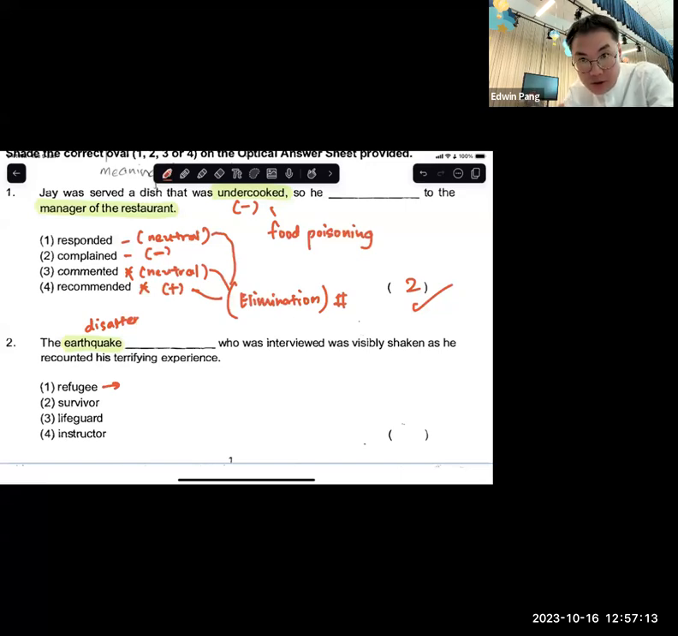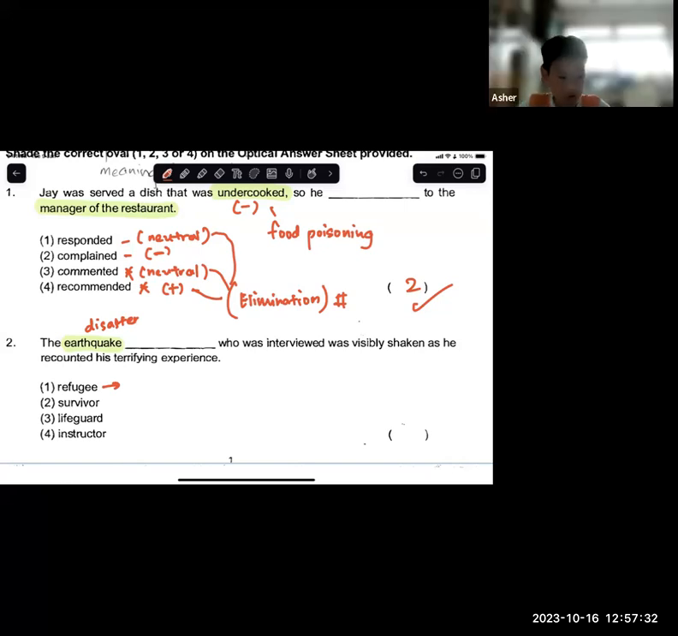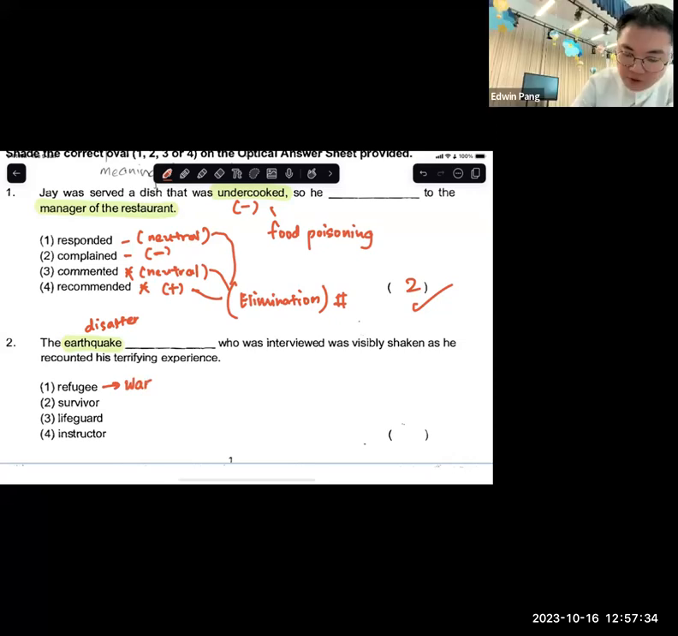And the word used here is refugee. So what are refugees usually running from? Not natural disasters. Anyone knows? It was in the news lately, right? Anyone? Let's see. Okay, Asha, go ahead. War. Very good. Now, when you see the word refugee, it is usually about war.